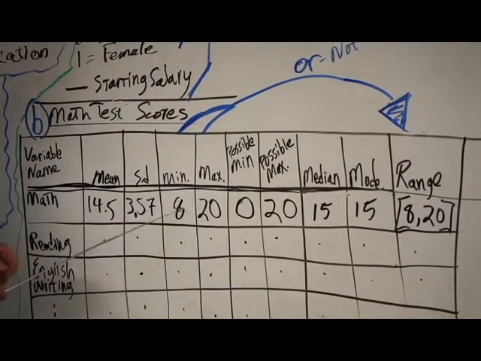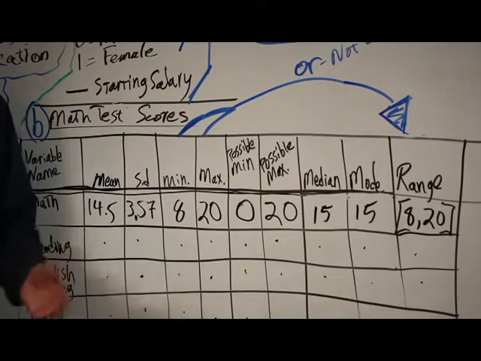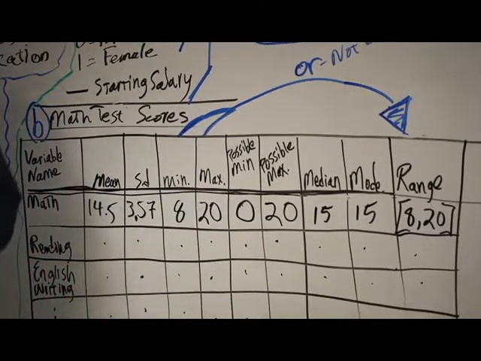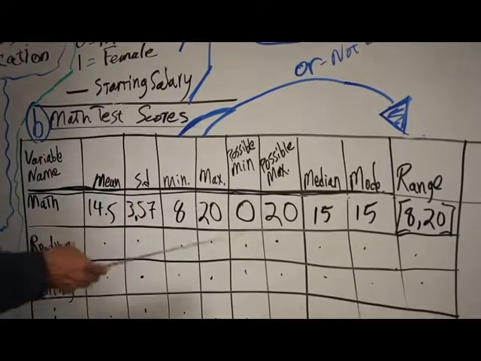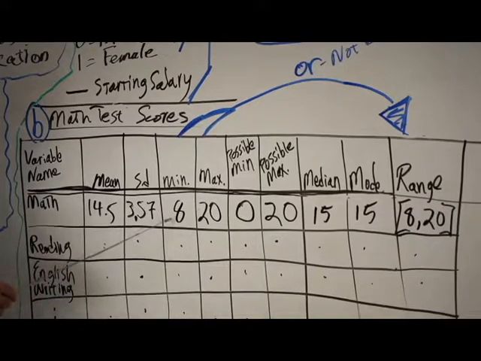So the min is 8 and the max is 20. The possible min is 0. It's possible somebody could have gotten none of the problems right on the math test. Don't admit that guy to the MBA program. Possible max is 20, so those are the same there, but highly different here. The minimum and the possible minimum kind of makes some sense.